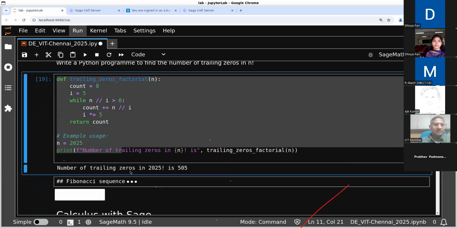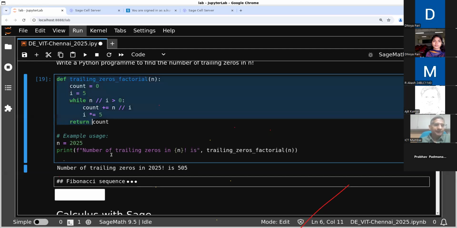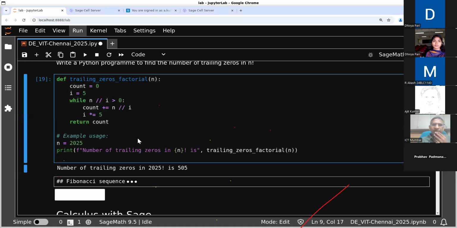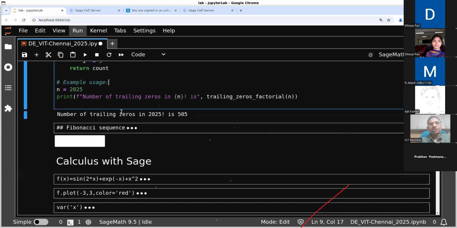And if I run this, then it is telling me there are 505 zeros which are at the end, right? Let me also put it in the chat message. So you can see here, I'm only writing a Python program and it is running as it is. So we don't need to learn a separate programming language in order to use SageMath. That's the beauty of this.